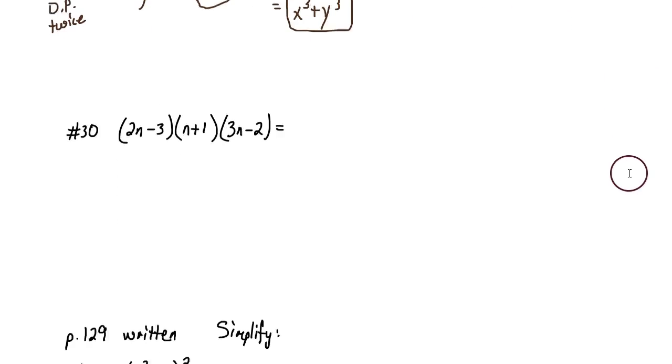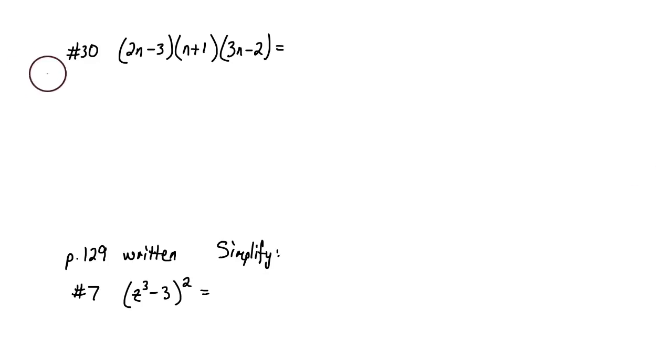Now number 30, we have a bunch of binomials. Let's use the distributive property again more than once. Focus on just this section here and times those together with FOIL. We're going to have our 2n minus 3 out at the beginning, and then we're going to get a trinomial when we do FOIL.